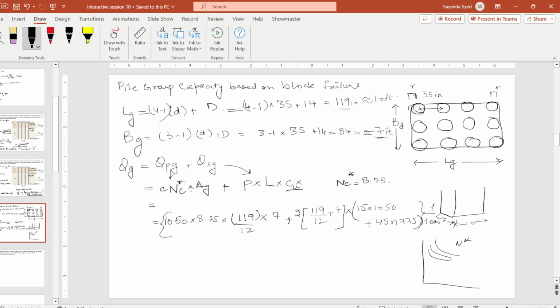Our Q allowable will be equivalent to 3066 over factor of safety. I think it was 4, which will be equal to 766.5 kilopound.